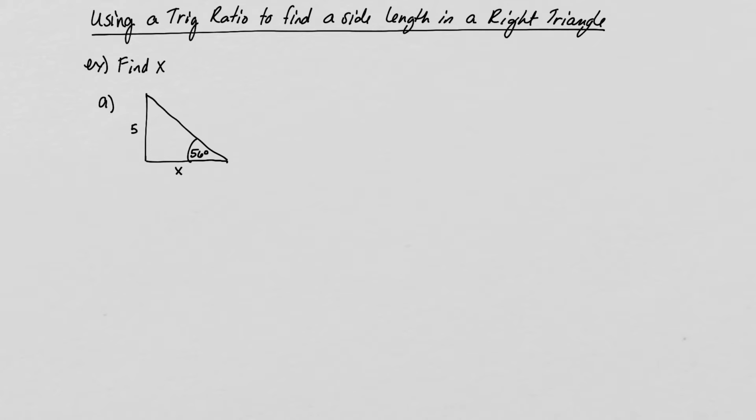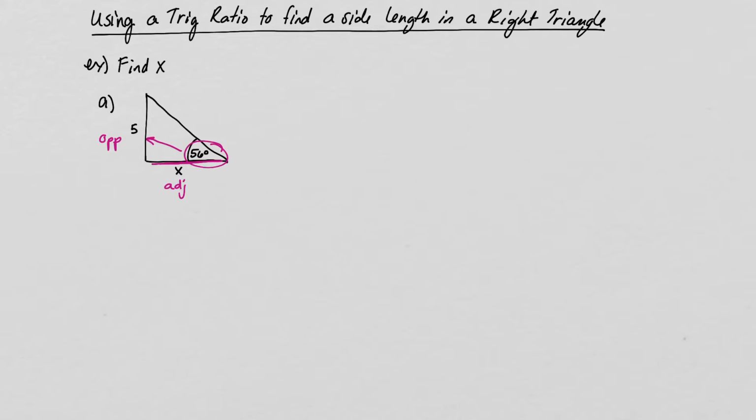So what I want to do is look at what angle I have. Here's the angle, and the angle I have is 56. The side 5 is across from the 56, so that's the opposite of the 56. And x is the side touching the 56, which is the adjacent.